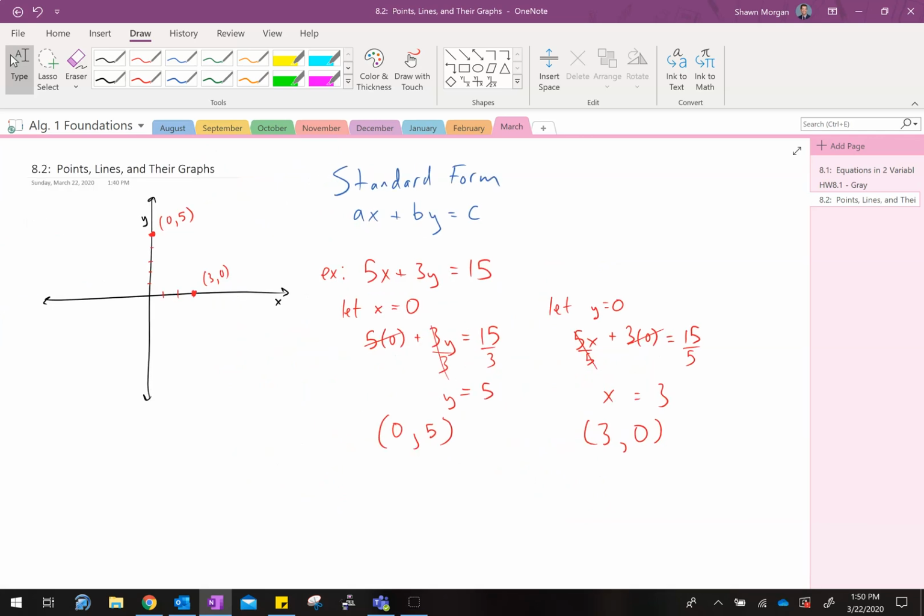We could pick another x or y value and solve for the other variable that's left over. Or we could recognize there's a pattern going on here. From my first point I went down 5 units and to the right 3 units. So I wonder if I could go down 5 more units and to the right 3 more units. Those of you that have had a little bit of experience with algebra before will note that that's the notion of slope, right? It's the idea of rise over run.